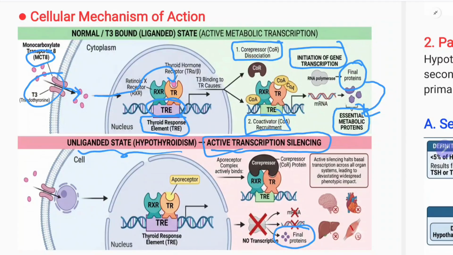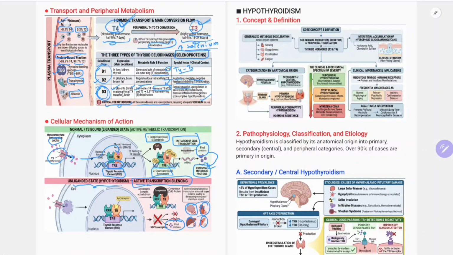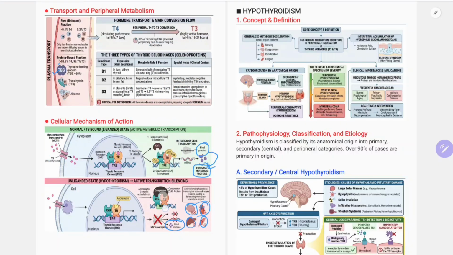That will affect each and every cell of the body, and the important organs also, most importantly the brain and the heart: neuropsychiatric, cardiac, pulmonary, liver, and muscles, everything is affected. That's why thyroid hormone is important. Hope we have understood the concept, the physiology, till now.